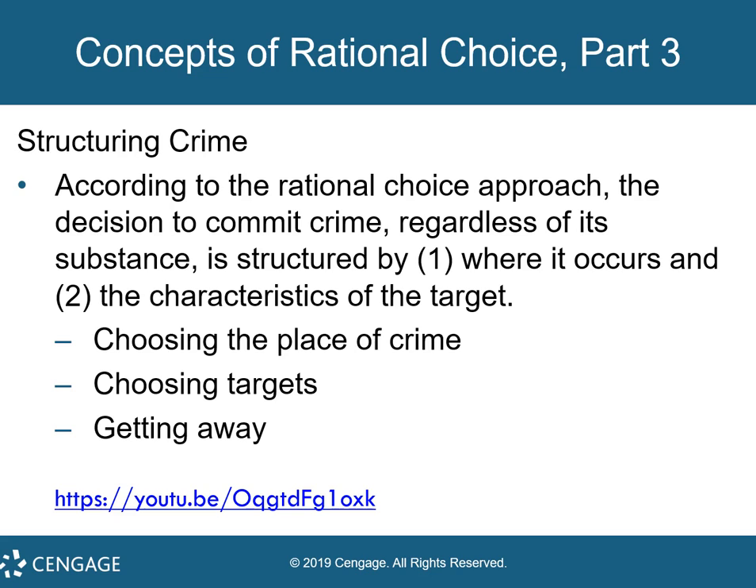So in sum, meaning in summary here, rational choice involves both shaping and structuring criminality and crime. Personality, age, status, risk, and opportunity seem to influence the decision to become a criminal. Place, target, and techniques help to structure crime.